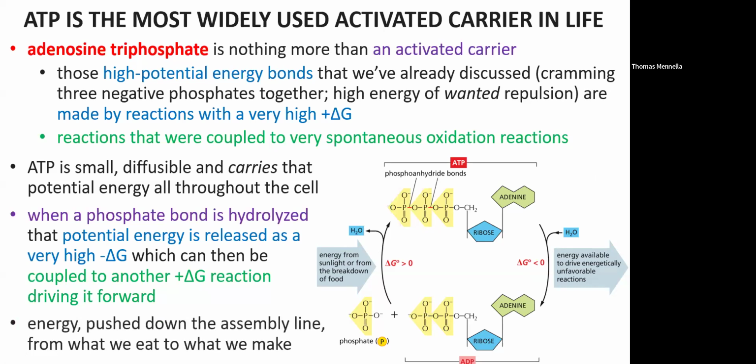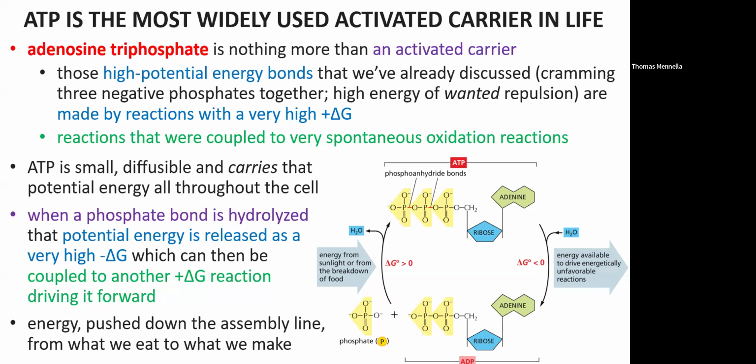So in this way, what we're really doing is we're pushing the energy of our food down the assembly line, if you want to think of it that way. We consume food, and the bonds of those food molecules contain potential energy. We break those food molecule bonds down and release that potential energy and trap it into the covalent bonds of ATP. ATP is more universal. It's accepted by more cells.